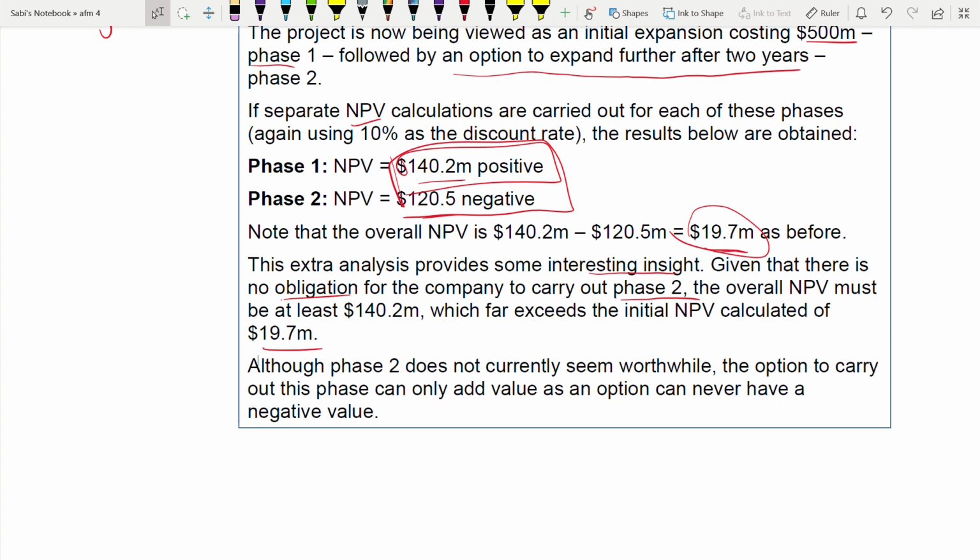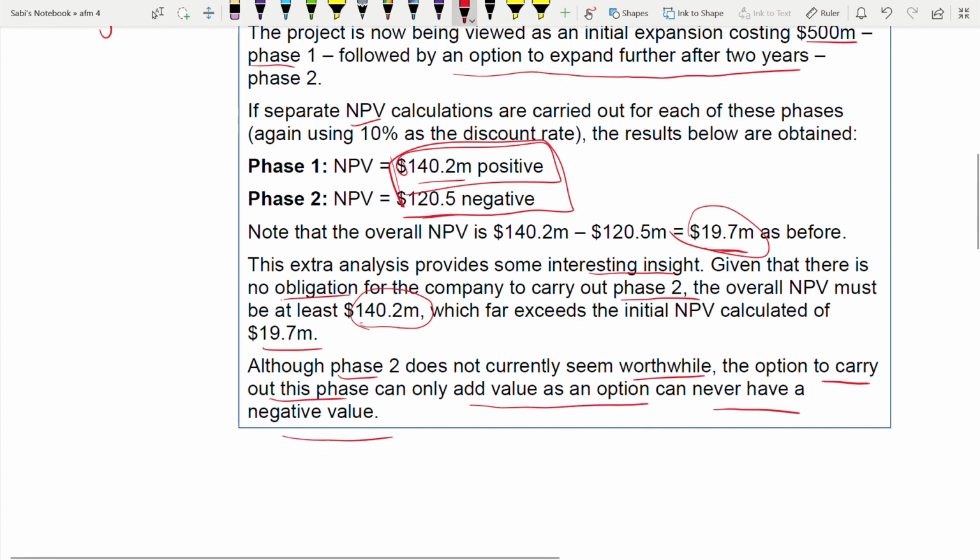So at least you can be sure that you will be getting this net present value 140.2 from phase 1 if you do not carry out phase 2. So the breakdown of this will help you to show that. Maybe these things you can write as a discussion sometimes. But phase 2, if you see, it's negative, it does not look worthwhile currently. But the option to carry out this phase can add value, as an option can never have a negative value.